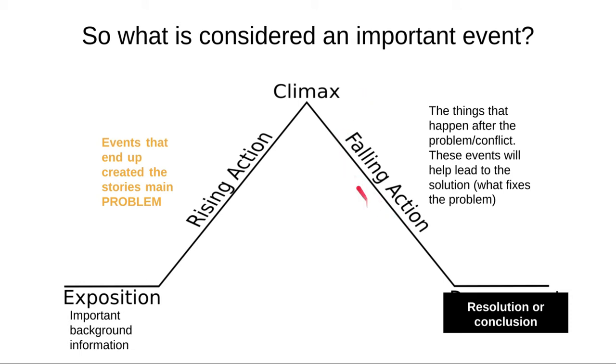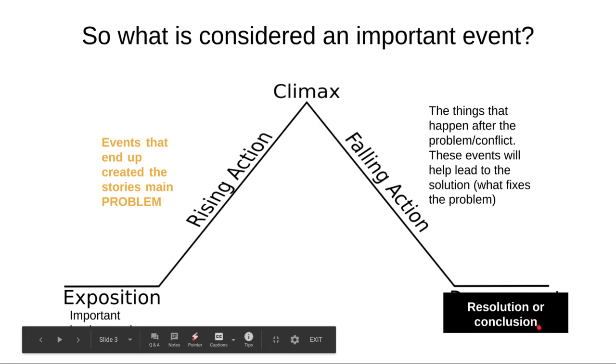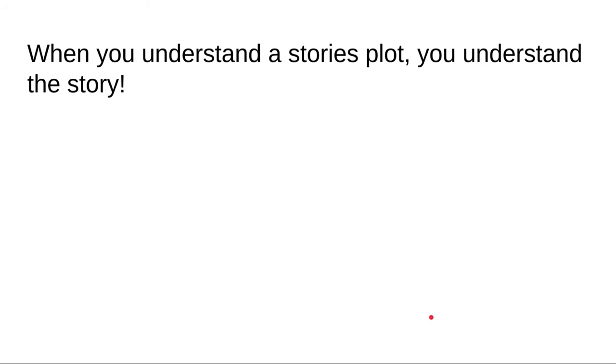Then we have the falling action. This is when the main character realizes that there's a problem and they've got to figure out how to solve it, basically. And these events lead to the resolution or conclusion. During the resolution or conclusion, there is a solution. The problem is resolved and things get back to normal, or they get back to the new normal. When you understand a story's plot, you understand the story.